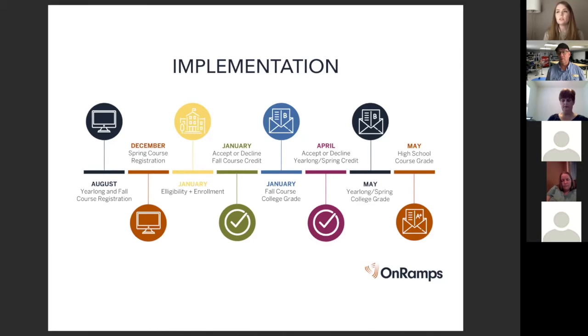Because we want students to have a low risk opportunity to be engaged with the course and to dip their toe in the college-going waters. We don't want a grade to haunt them for the rest of their college experience.